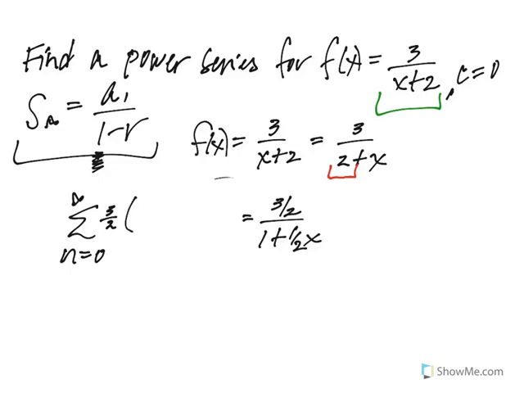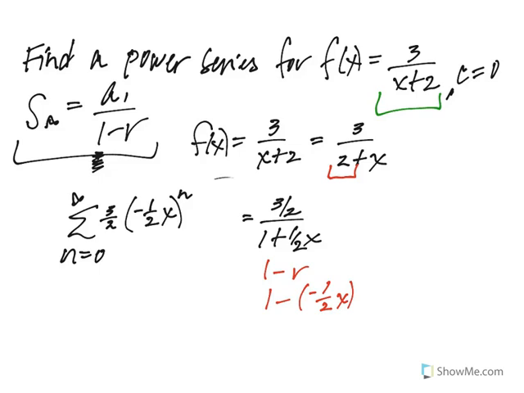Now you've got to be careful here. This denominator is written as 1 minus r. So in this case, this is going to be 1 minus negative 1 half x. So my r is negative. So this is negative 1 half x, and that's all to the n.